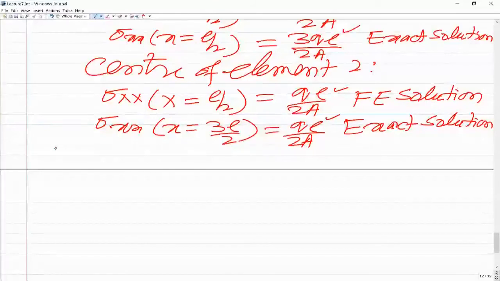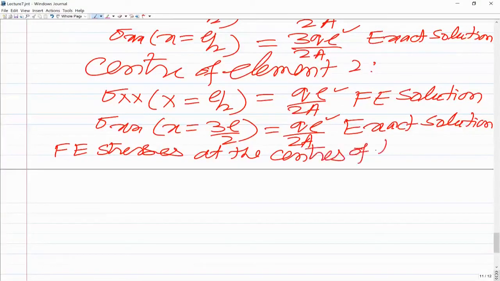So that is, the stresses obtained from finite element at the centers of the elements match with the exact solution.